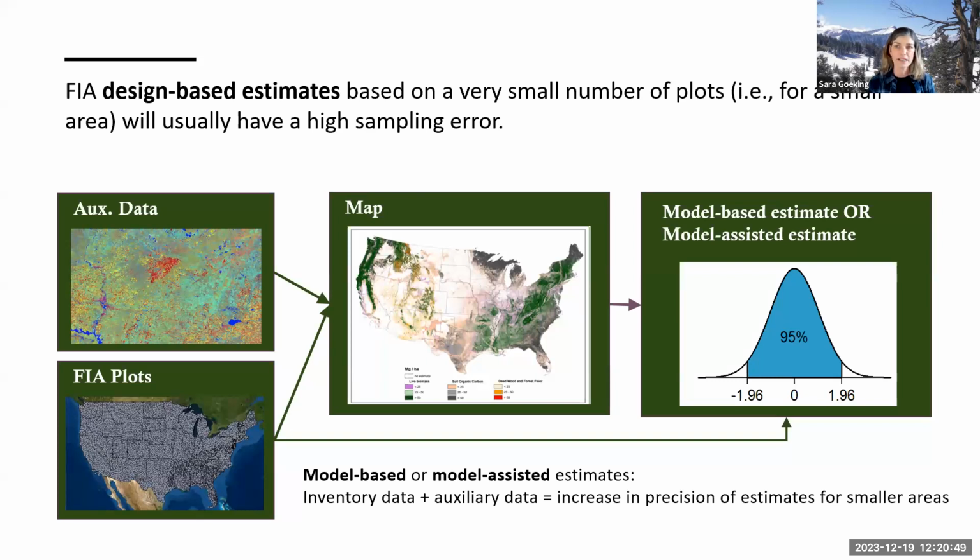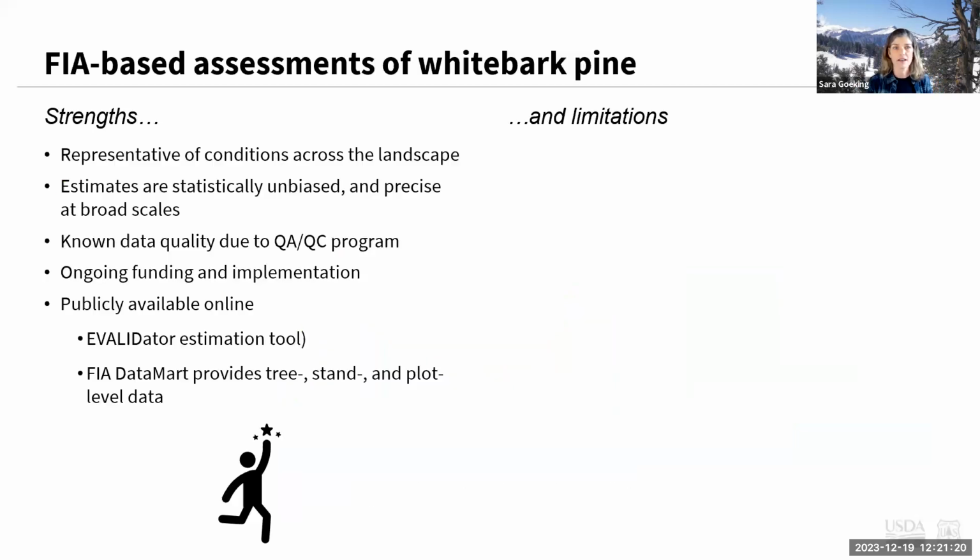And so whenever we are asked, can you tell me how many whitebark pines I have just on my district or on my small, if it's a relatively small national park or a small watershed, often the sampling error is going to be higher than I think most people would consider acceptable. So in the future, we hope that we can use this model-based or model-assisted method. But for now, really, the strength in FIA data is looking across these broad scales.